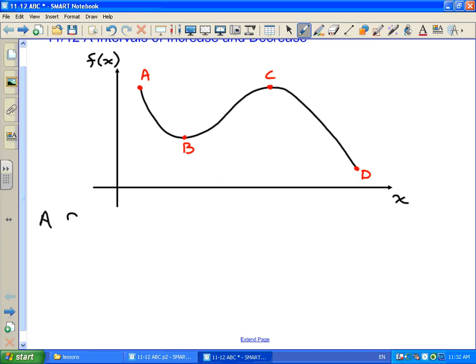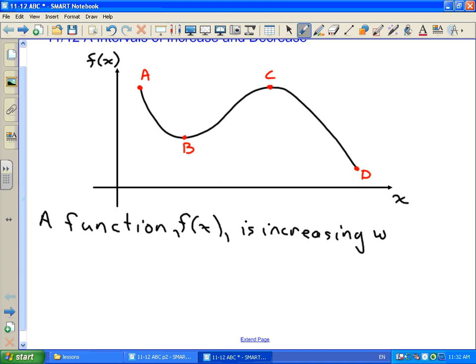So here's what we want to look for. A function, f of x, is increasing when, okay, and up here at the top, we'll put the caveat on an interval, and we'll just call this interval I. So basically this is just saying we're only looking at small regions of this curve at any particular point in time.